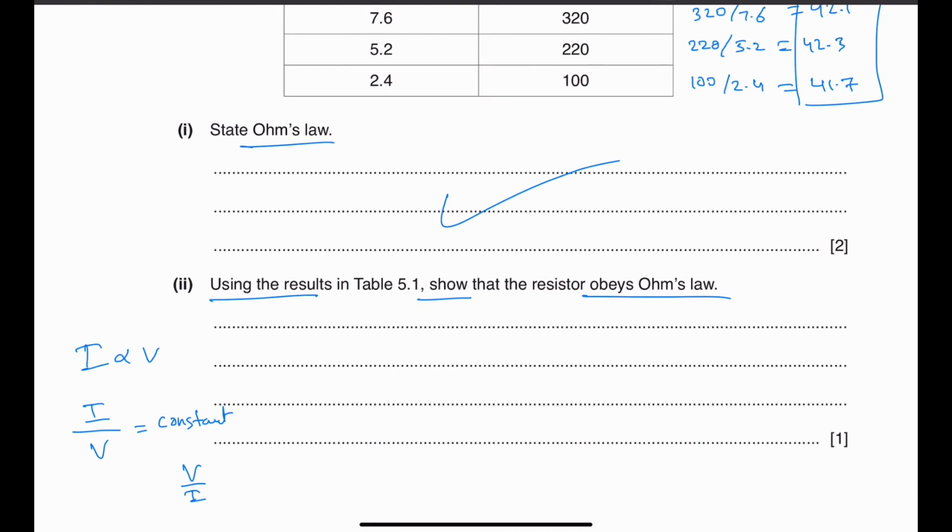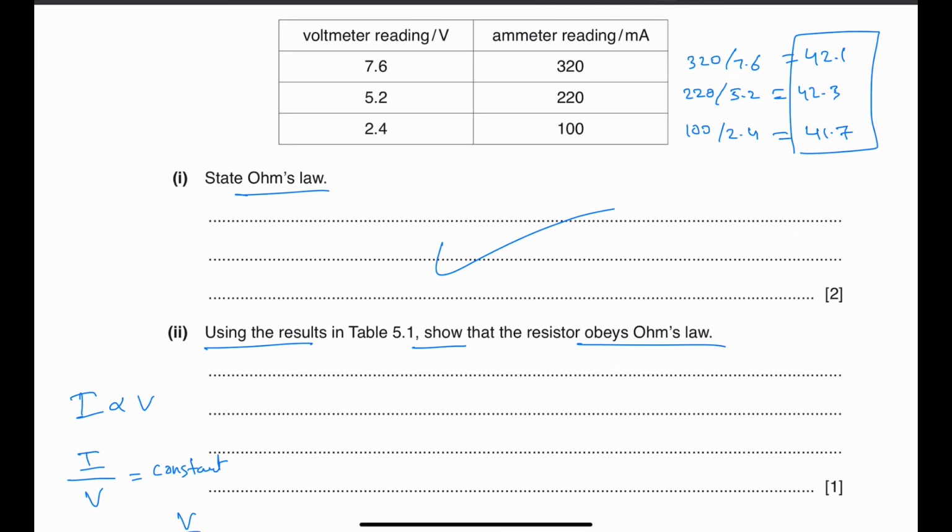So this is what we are going to write. You're going to show those calculations here. You're going to say 320 over 7.6 was 42.1. You're going to show the other two calculations here in this area, right? Do not be afraid to show your calculations. This is exactly what they want to show. They want to see your calculations.